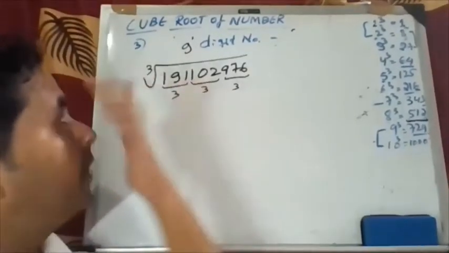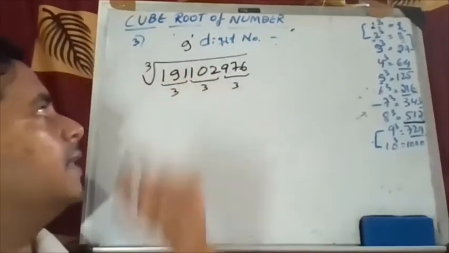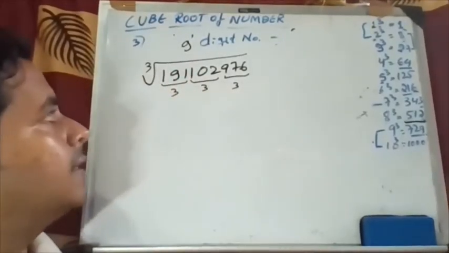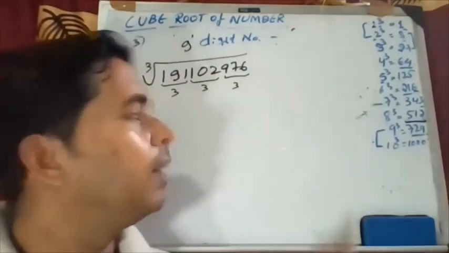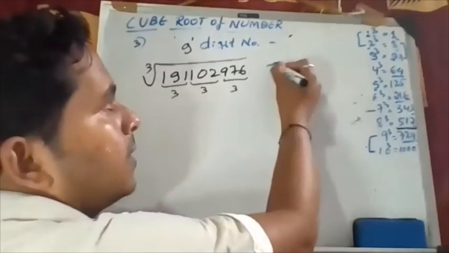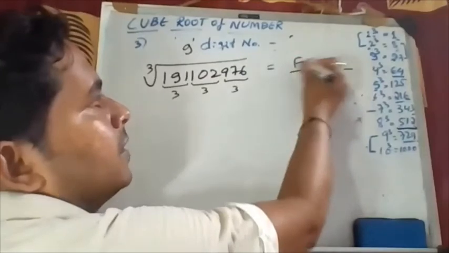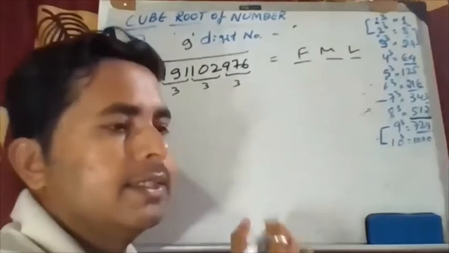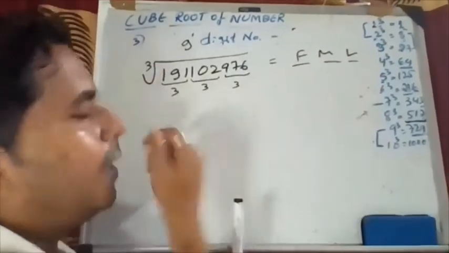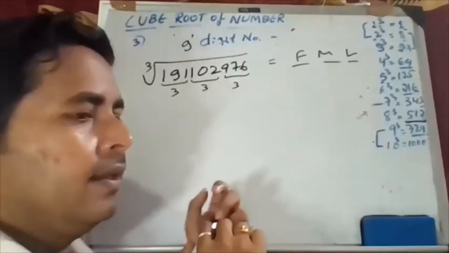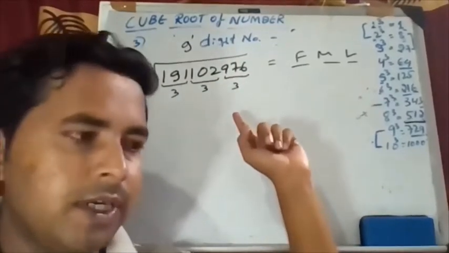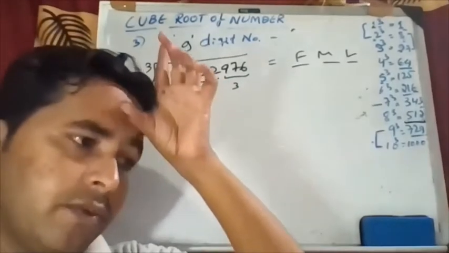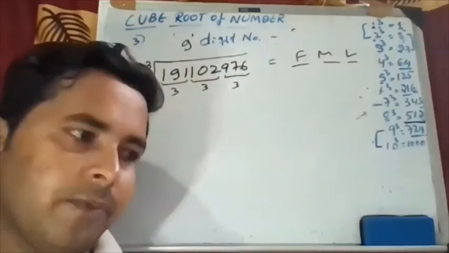So here, while finding 9 digits, make a group. This is the example 191, 102, 976. Make a 3 group. Now what you have to do? This answer also has a 3 digit: first digit, middle digit and last digit. Okay. अभी देखो last digit में क्या है? The last digit is what? 6. Or a unit digit is what? 6. So check what is your unit digit value.